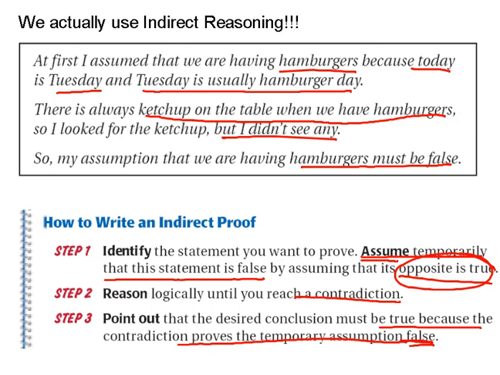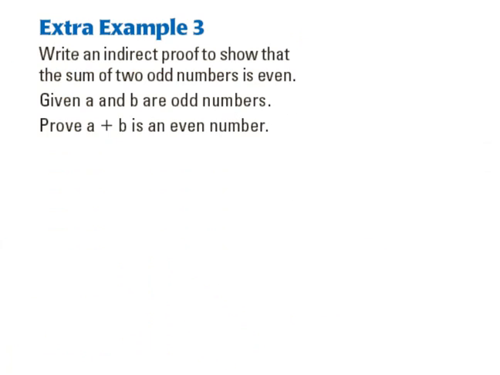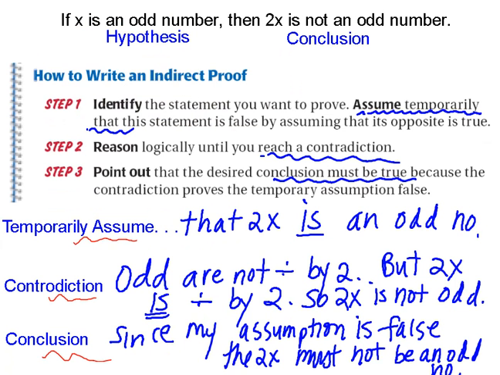Okay, let's go ahead and look at another example here. If x is an odd number, then 2x is not an odd number. That's the conclusion. So first, we'll identify the statement. Assume temporarily that the statement is false by assuming the opposite is true. The opposite: if x is an odd number, then 2x is an odd number. That's what we're going to temporarily assume.